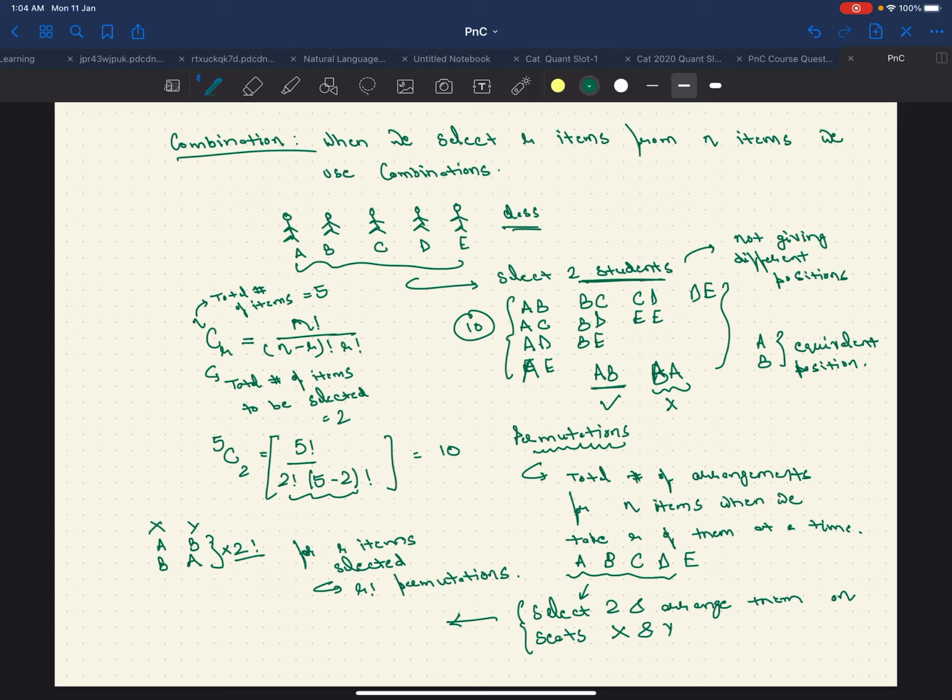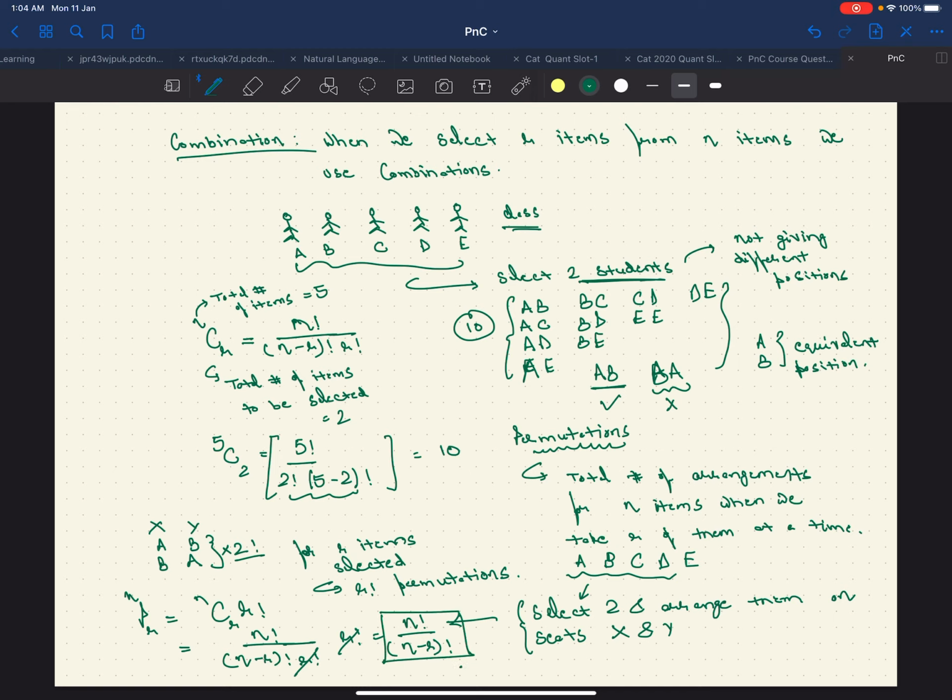Therefore, the permutation operator is represented by NPR. What are we doing in permutation? We are first selecting R items, which can be done using the combination operator. Then we are arranging these R items in R factorial ways. Let's simplify the formula for this. We saw earlier the formula for NCR, and then we multiply it by R factorial. This gets cancelled out, and we are left with n factorial upon (n minus R) factorial.